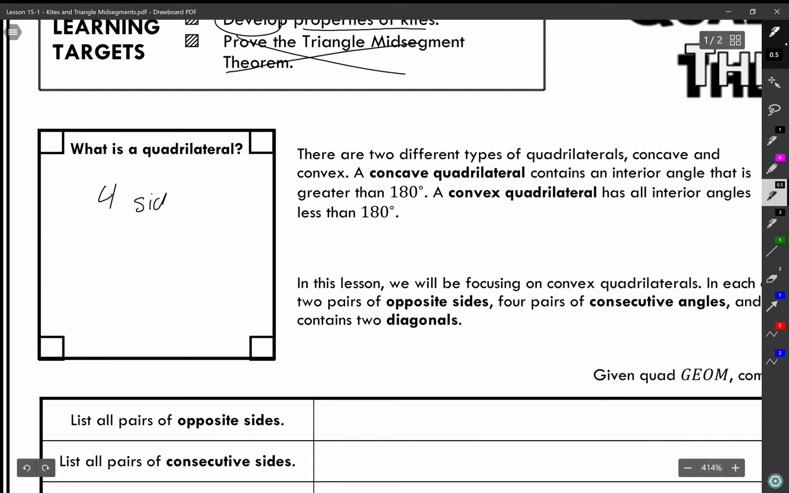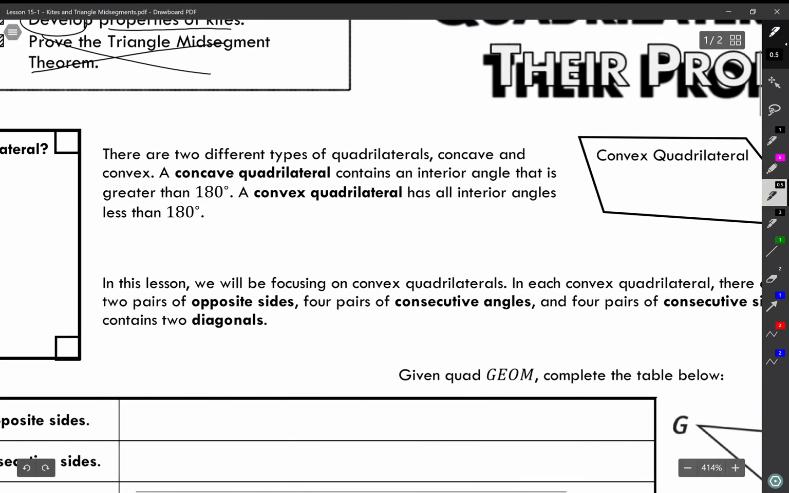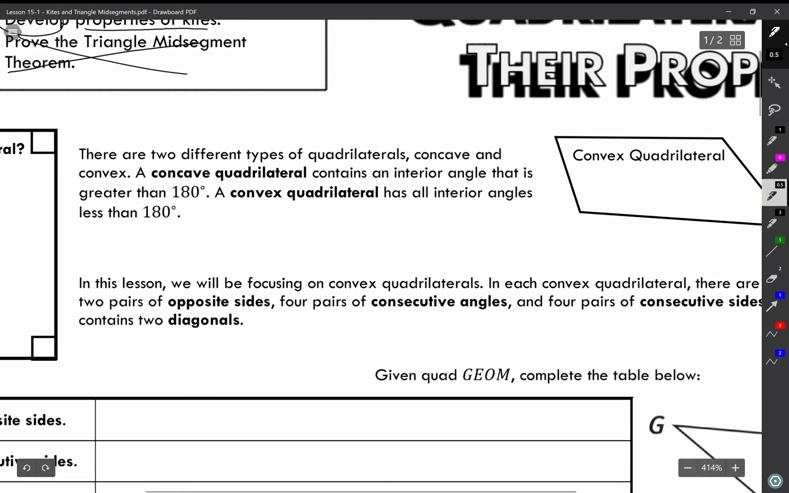four-sided figure. Alright, so any shape with four sides, okay? Alright, there are two different types of quadrilaterals, what we call concave and convex quadrilaterals.